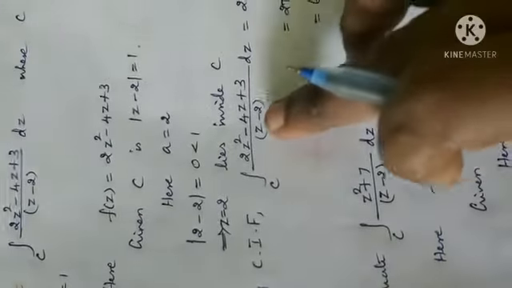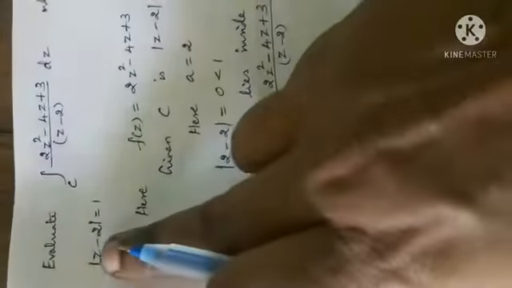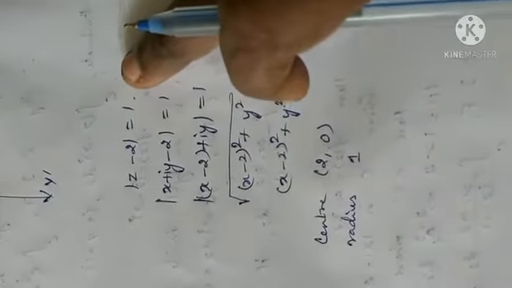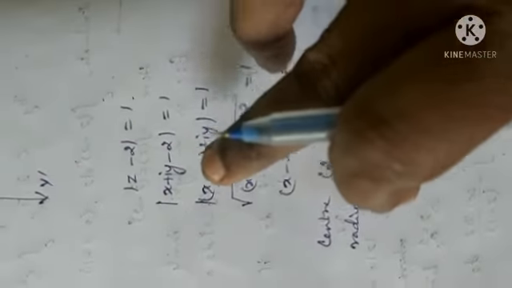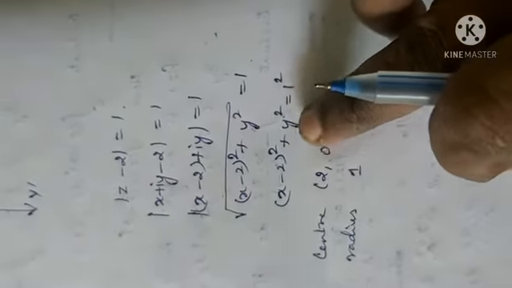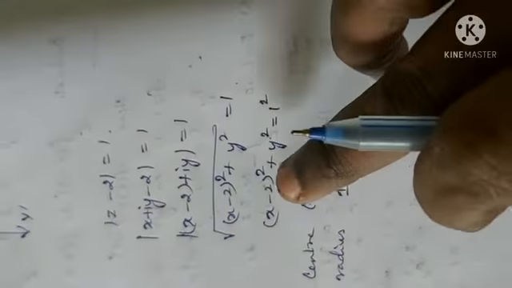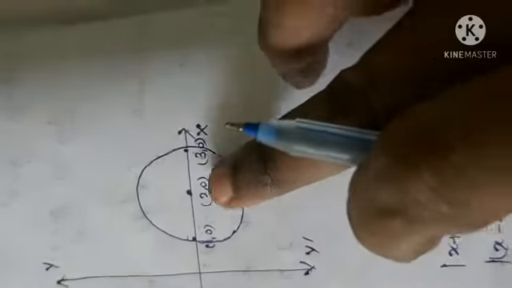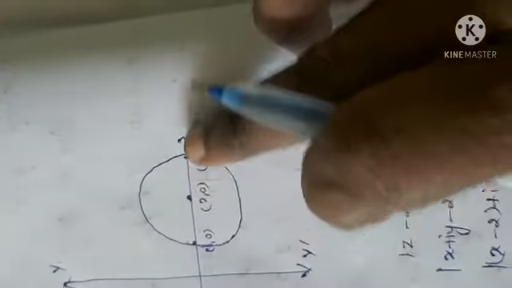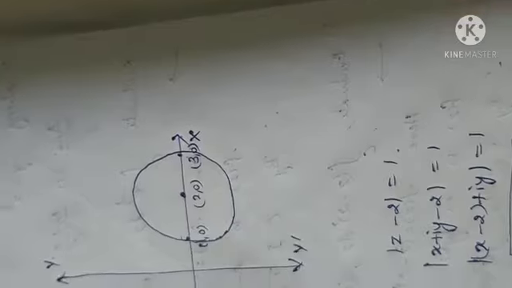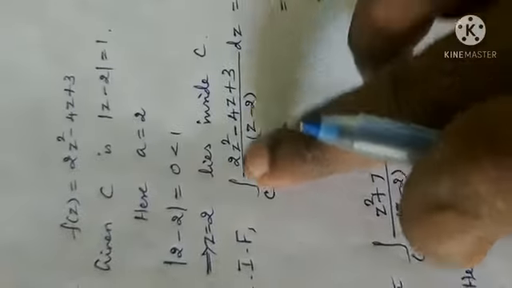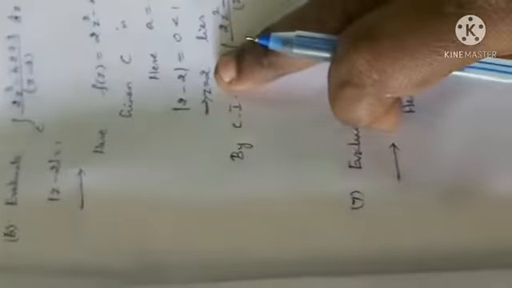If you go through the last problem, what is modulus of z minus 2 equal to 1? The curve mod z minus 2 is equal to 1, that is, x minus 2 whole square plus y square equal to 1. Mod z minus 2 equal to 1 is a circle whose center is 2, 0 and radius is 1. Let us draw such a circle with center 2, 0 and radius 1, and we have to test whether this z equal to 2 lies inside or outside.